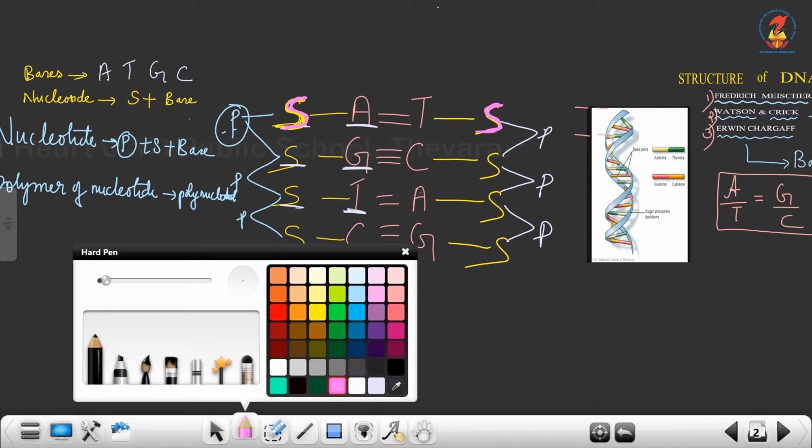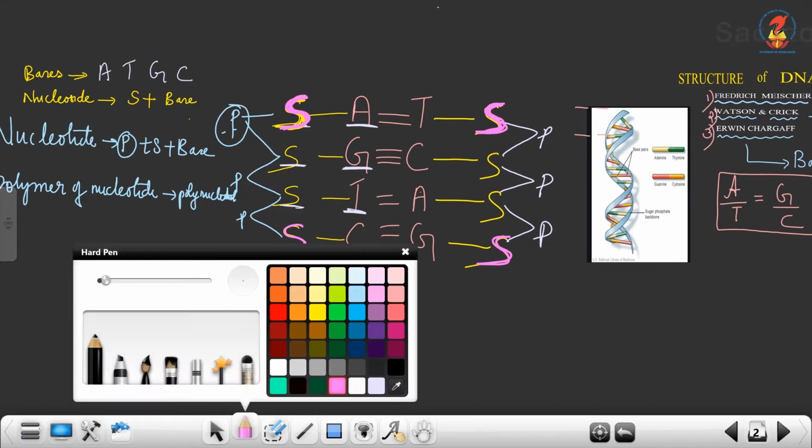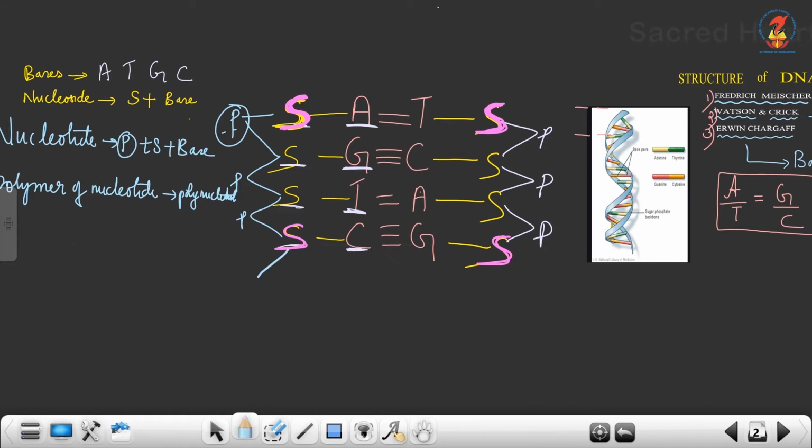For example, I have highlighted the end of this polynucleotide chain is sugar and the end of this polynucleotide chain is also sugar. Here also it is sugar and here also it is sugar. This is a very wrong representation. If here it ends in sugar, here it should end in phosphate group. And here it cannot be 2 sugars parallel. Here it should be phosphate and here it will end in sugar.